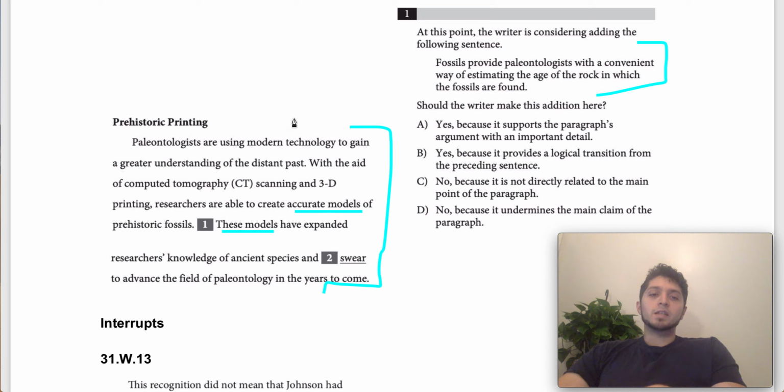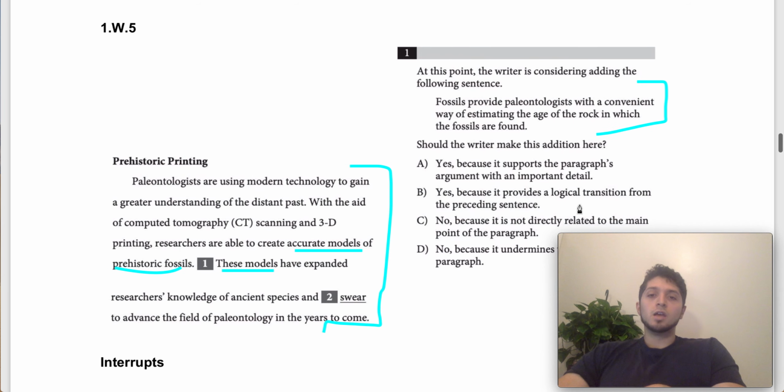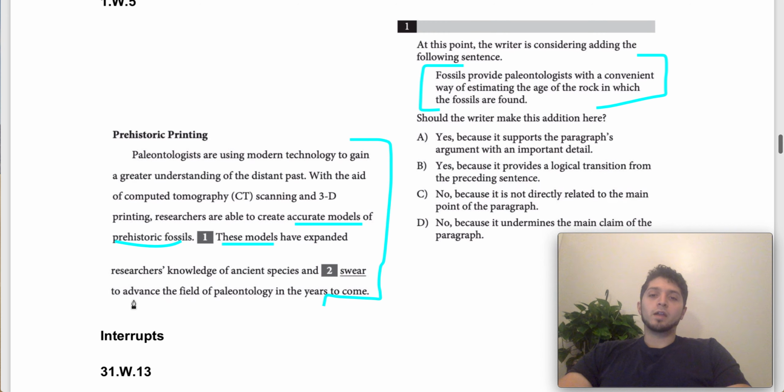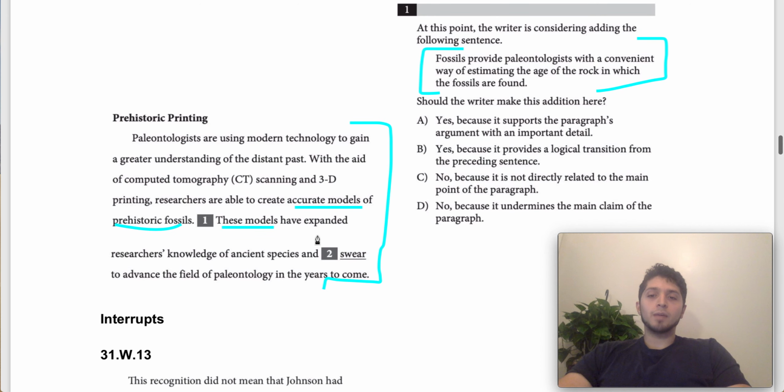The other thing is that this paragraph is really just about the fact that CT scanning and 3D printing are allowing us to create better models of prehistoric fossils. That's the topic of this, new technology helping paleontologists. Whereas the topic of this little sentence here is more specifically about rocks, right? This is saying not that fossils are cool as an end in themselves, but that fossils are cool because they help us understand the age of the rocks, which is really not what this passage is about at all. So for that reason, I would say no, it's off topic.